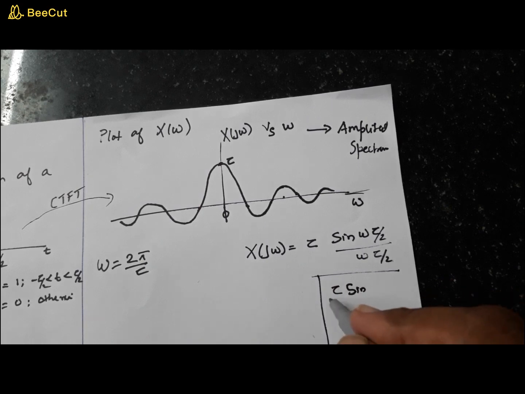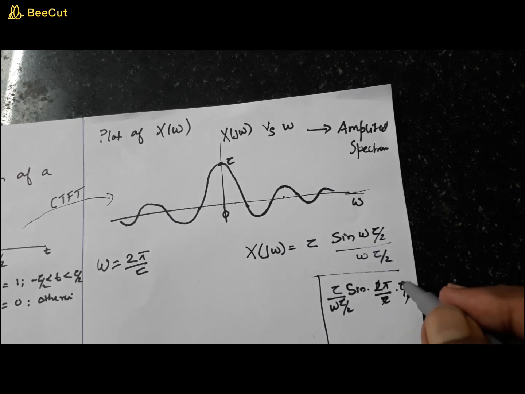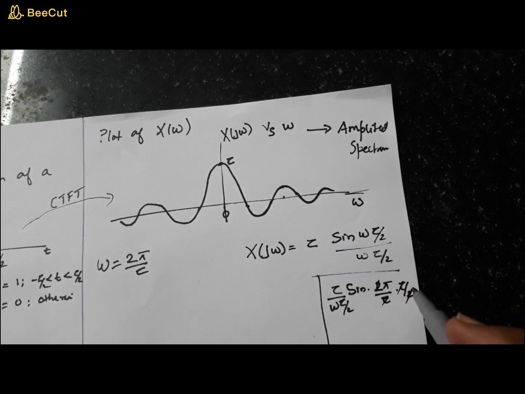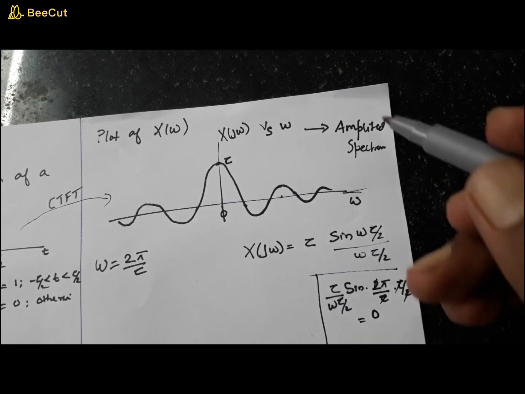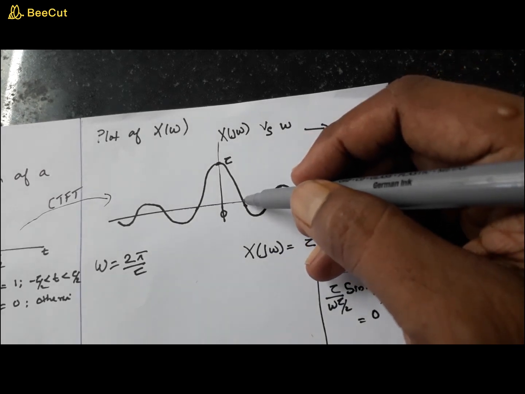Here I'm substituting omega as 2 pi by tau into tau by 2. So this tau and tau cancel, 2 and 2 cancel. That results in sine pi. What is sine pi? Sine pi is equal to 0, right? Now the sine pi is equal to 0.